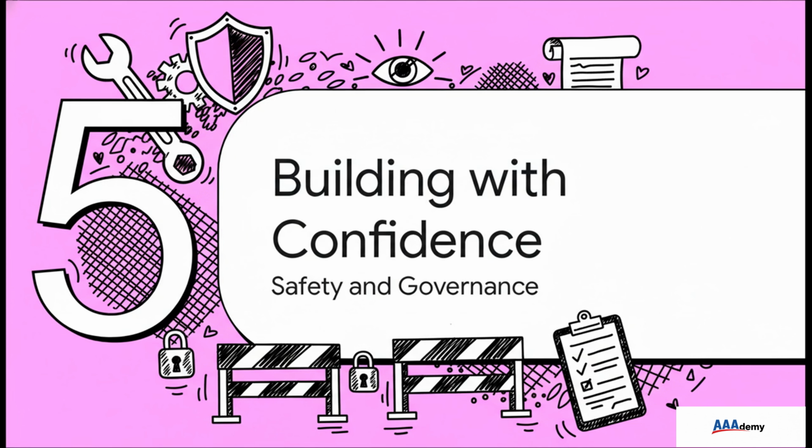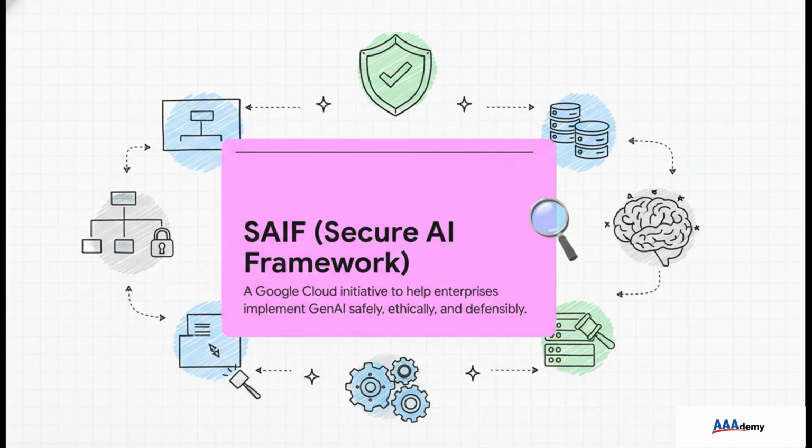Okay, last but definitely not least, let's talk about maybe the most critical part of any professional workshop, the safety rules. Because when you're working with powerful tools and sensitive enterprise data, you absolutely need clear guardrails. We're talking security, privacy, and governance. So for this, Google has something called the Secure AI Framework, or SAFE. The easiest way to think about this is like the official safety manual or the blueprint for the entire workshop.